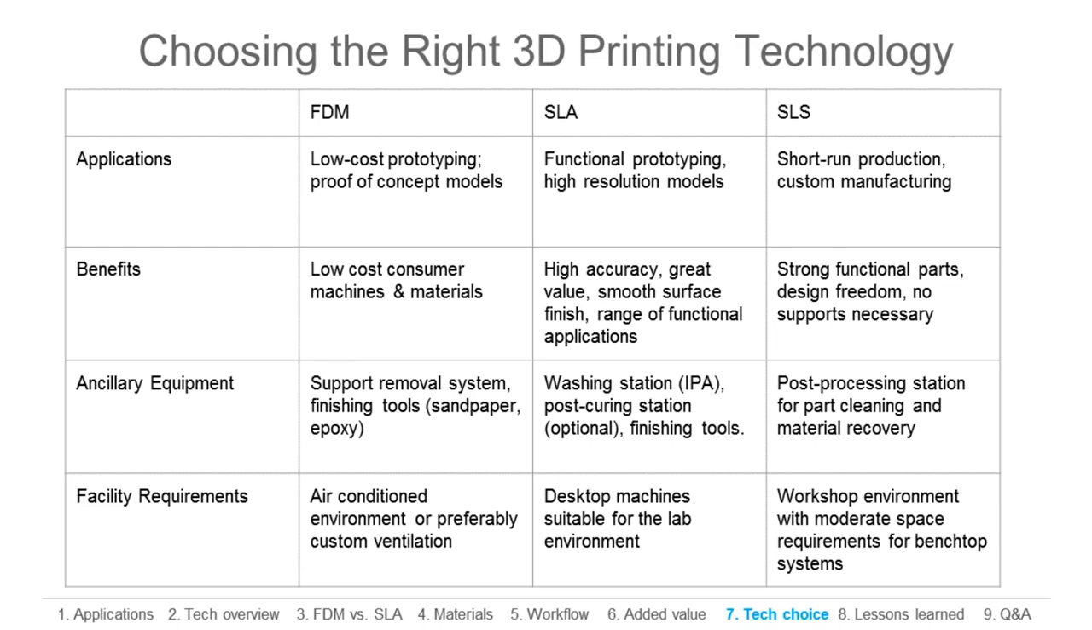FDM printers are best used for low-cost prototyping and proof-of-concept models, while SLA 3D printers are better for high-resolution prototyping and custom models. SLS parts are best for short-run production and custom manufacturing. The strengths of desktop FDM 3D printers are that they're cheap to operate and they're great for low-fidelity prototyping. SLA 3D printers are perfect for more high-quality prototypes that will go under some wear and tear. Both FDM and SLA 3D printers require support material, while SLS 3D printers do not, as their parts are suspended in powder.